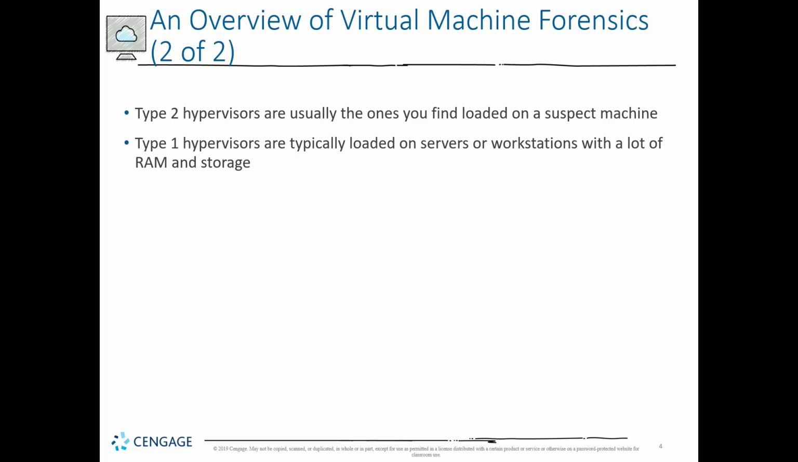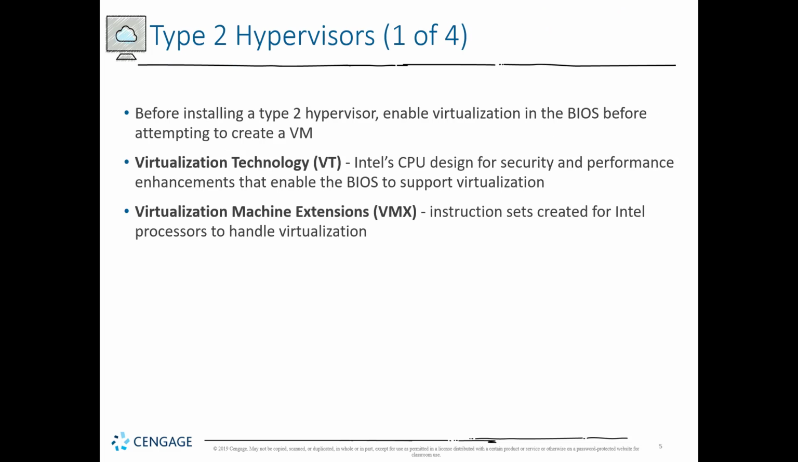Again, overview. Type 2 hypervisors are the ones you're going to find loaded on a suspect's computer almost always. Type 1 are typically loaded on servers or high-end workstations with lots of specialized resources, high-end RAM and high-end fast storage. Before installing a type 2 hypervisor, you have to enable virtualization in the BIOS. That could be things like VT, virtualization technology, an Intel-based feature, or the virtual machine extension, VMX. Those are basically the instruction sets created specifically for Intel processors to understand and work with virtual machines.